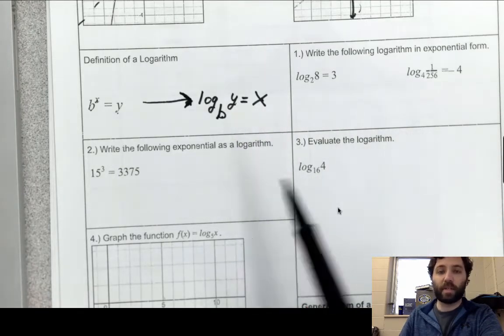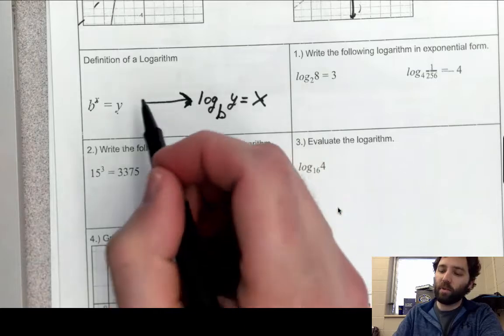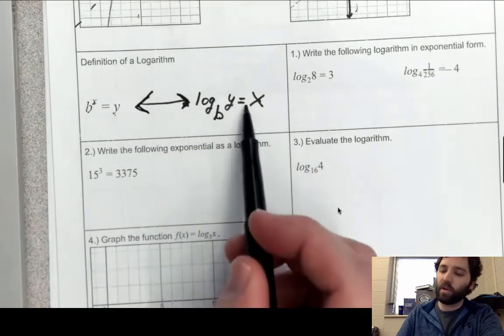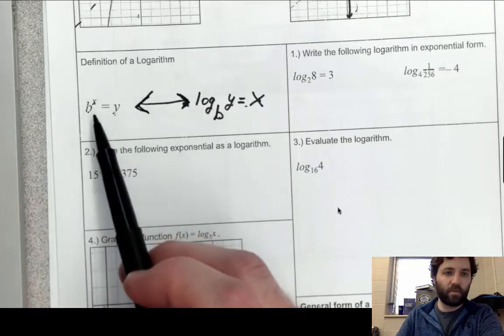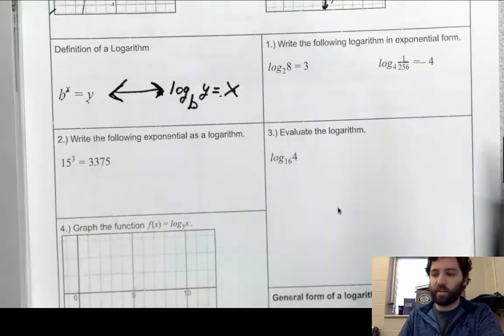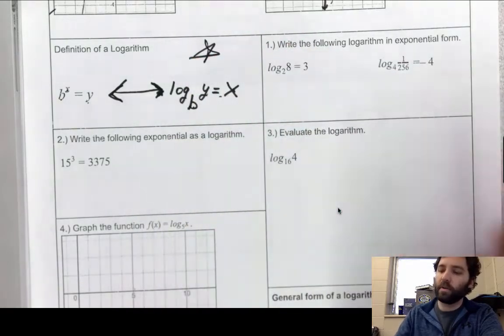We're going to look at some examples of this in just a second. It's important to understand that this definition runs both ways. So you can get from logarithm to exponential in this way, or you can get from exponential to logarithm in this way using this definition. This is really important.